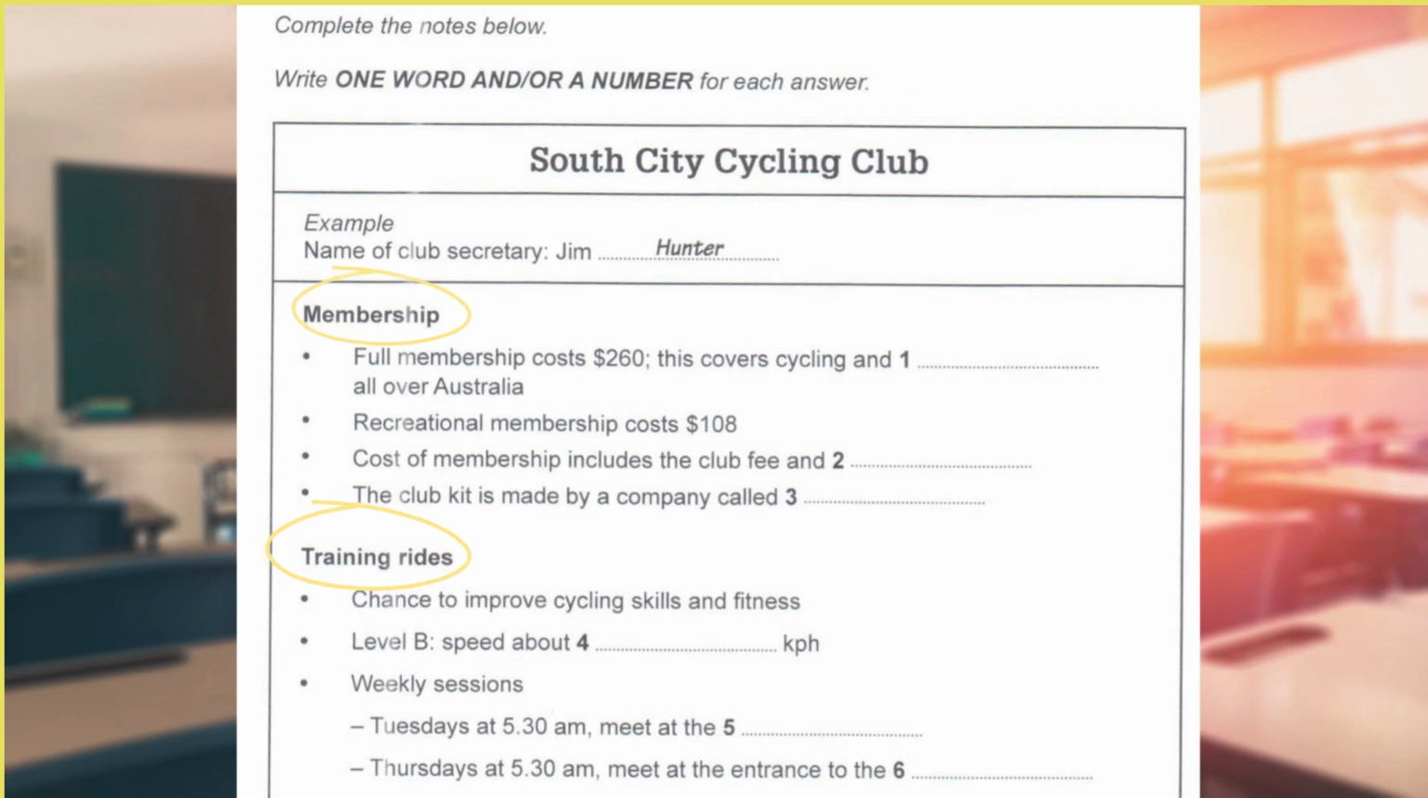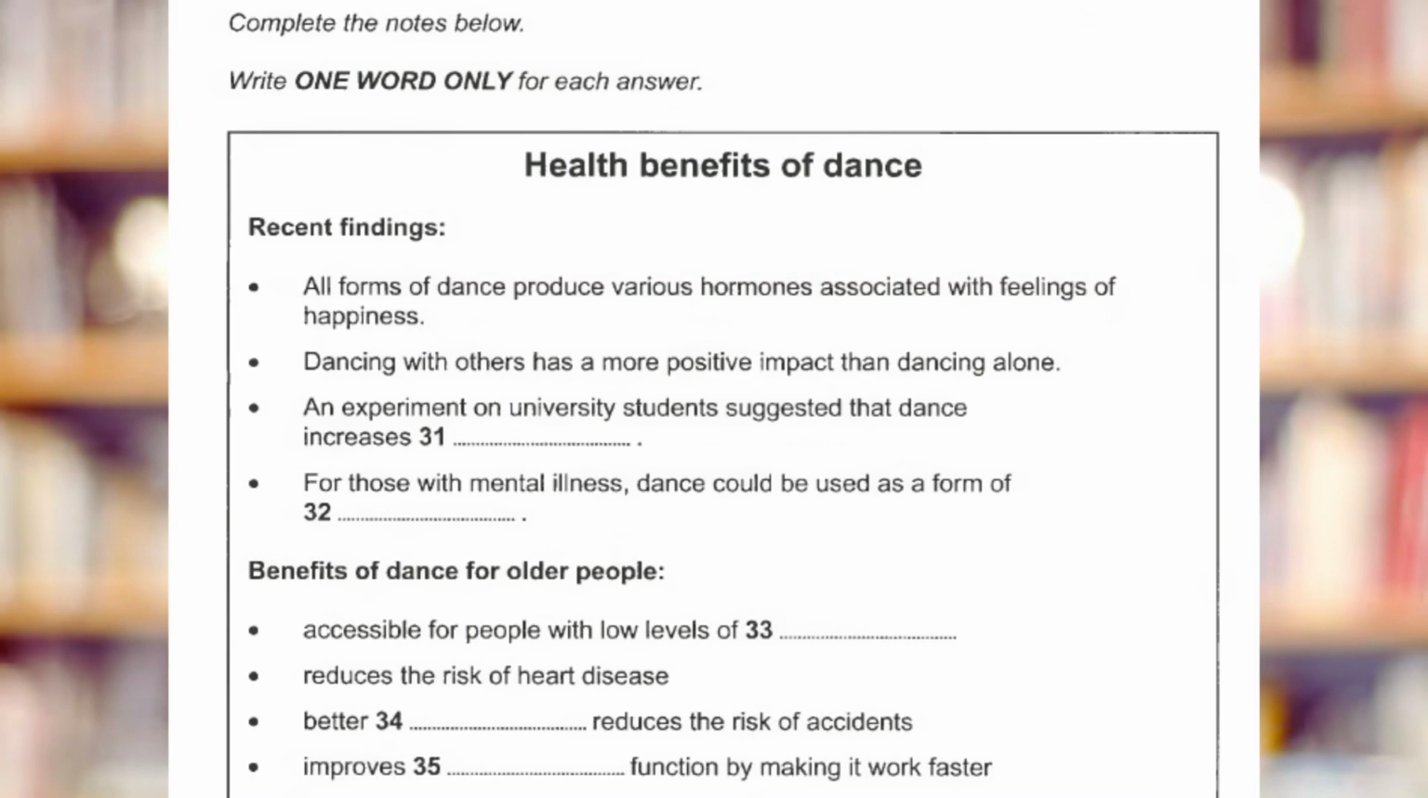Here, headings will give us an idea of what the recording will be about. Now, this example is also of notes. And here as well, first of all, you must read the instruction, which is one word only in this case. So here, numbers are not the correct answers. Here as well, headings will help us understand where we are in the recording.